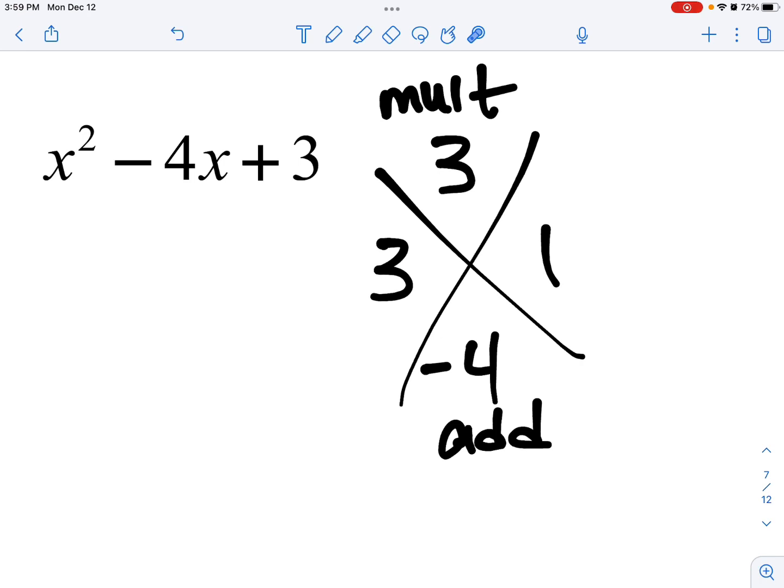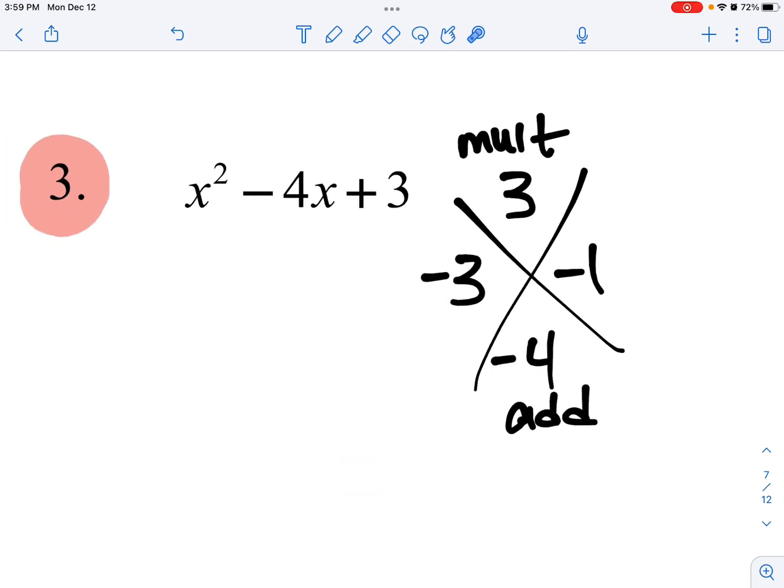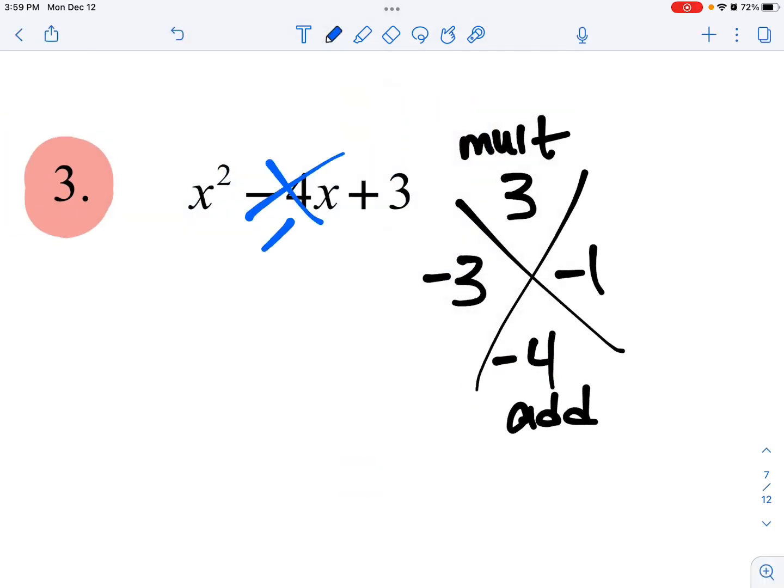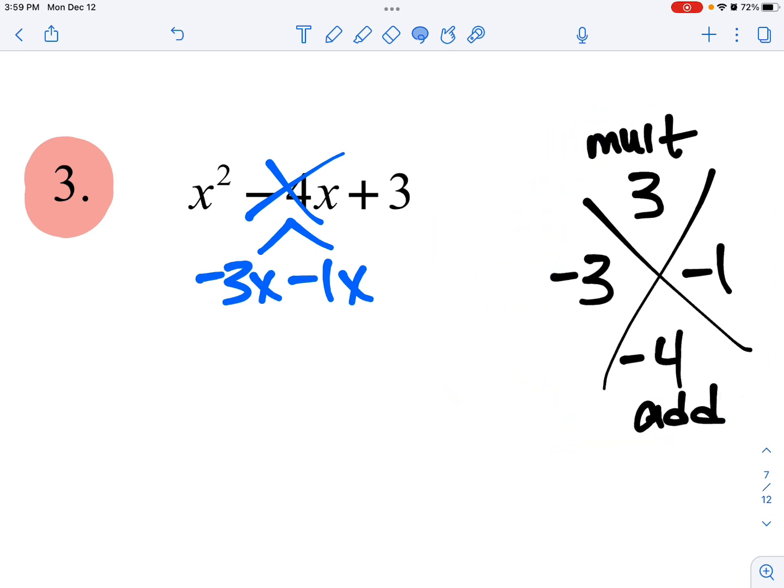Only factors of 3 are 3 and 1, but we got to think about negatives. Okay, so they have to add up to negative 4. 3 minus 1 is 2. Negative 3 plus 1 is negative 2. Oh, what if they're both negative? Negative times negative is positive. That works. Negative 3 minus 1 is negative 4. Great. Remember what we do now. We don't write this negative 4x. We split it into negative 3x and negative 1x. And we keep the positive 3 at the end.